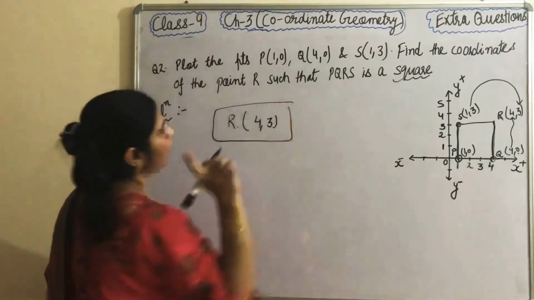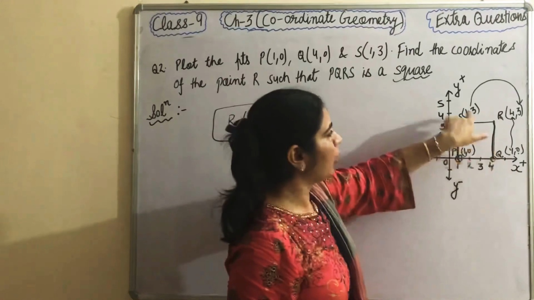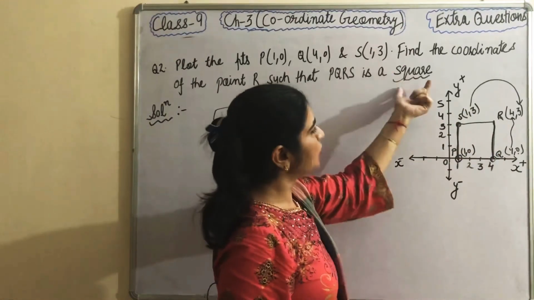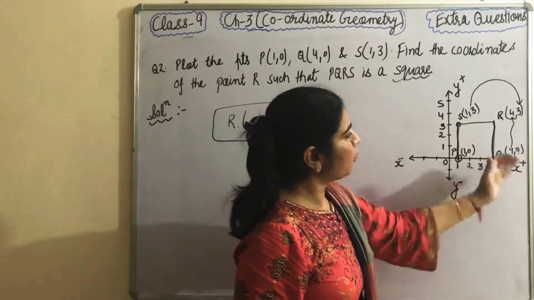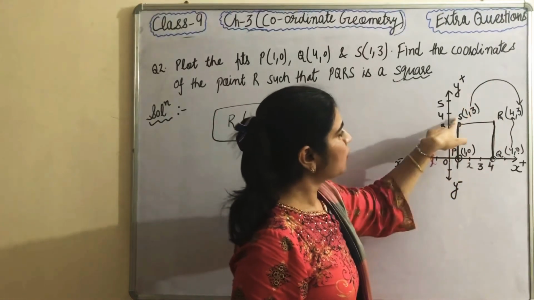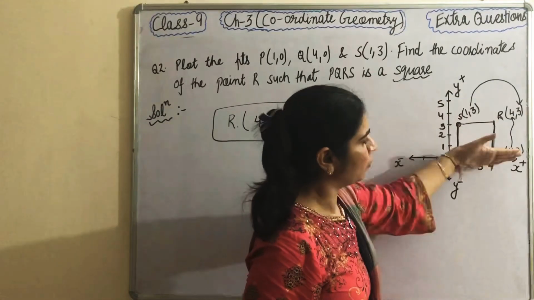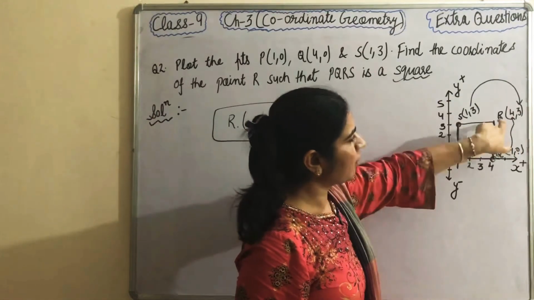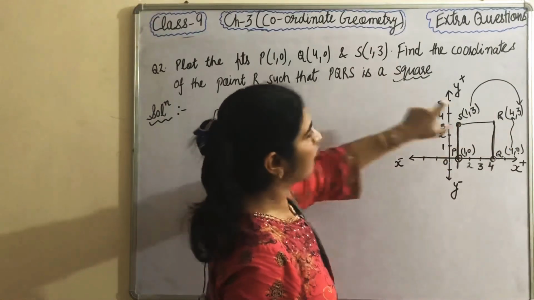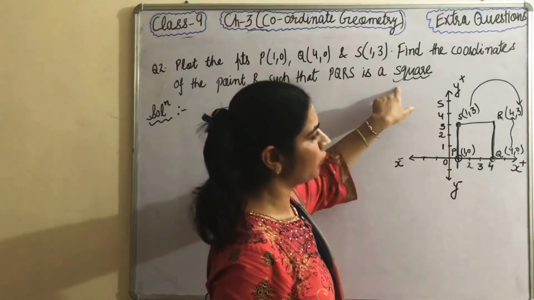This is a square. Again I am telling you: plot all three points. We have taken all three points. After that the condition was a square. With the help of Q, draw a line parallel to PS. With the S point, draw a line parallel to PQ. Both lines will intersect at a point, and we will give the name R, because PQRS is a square.